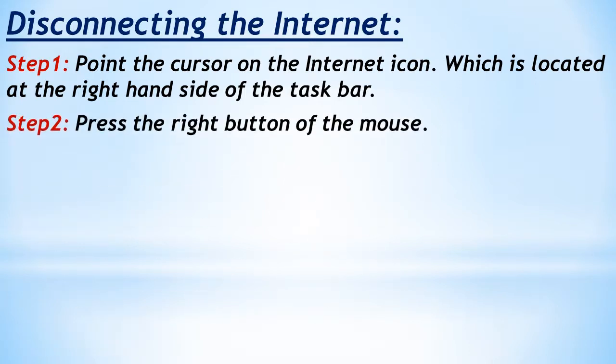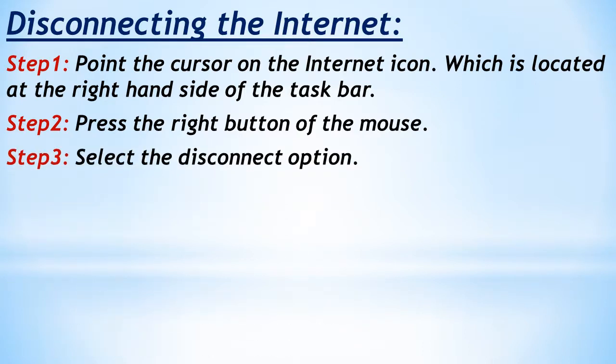Step 2, press the right button of the mouse. You need to take the cursor on that internet icon, then press the right side button of the mouse. You will get one small drop down list. In that list, step 3, select the disconnect option. The disconnect option will be there. You need to select the option disconnect from that drop down list.